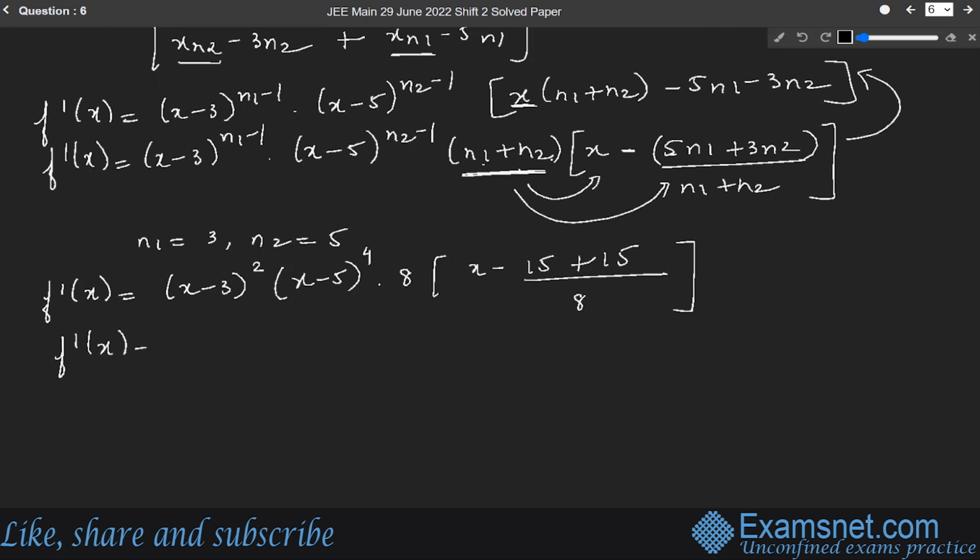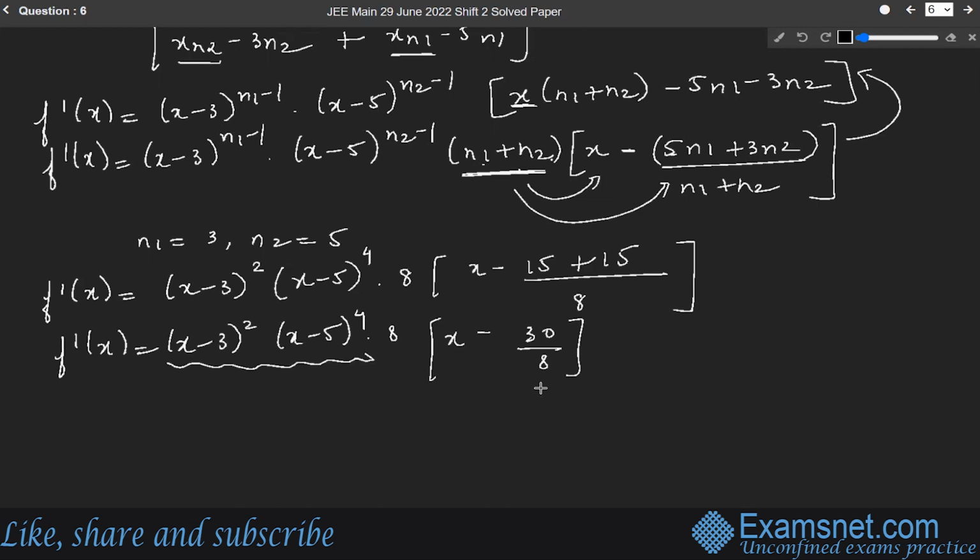So f dash x is equal to 8 into (x minus 3) square into (x minus 5) power 4 into (x minus (15 plus 15) is 30 by 8). So this is the required value of f dash x when n1 is equal to 3 and n2 is equal to 5. Here you can see that in these terms there is no point of relation, because what are the powers? The powers are even. So we do not get any point here. What is the remaining term? x minus 30 by 8.